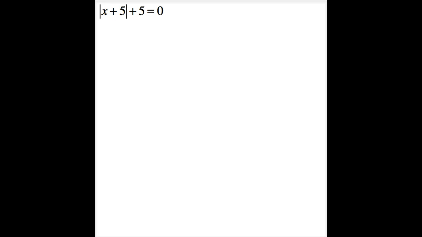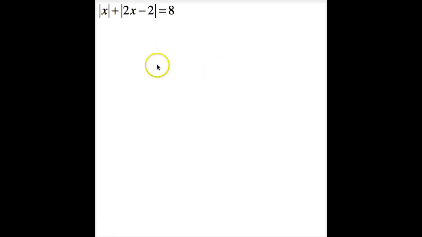Now, for this problem, we can do the exact same steps, or we can do an inspection. By inspection, the smallest the absolute value function can be is 0. So if this equals 0, there's no way I can get 5 to equal 0. Or you can rewrite it like this: the absolute value of x plus 5 is equal to negative 5. If you ever get an absolute value equal to a negative, you have no solution.